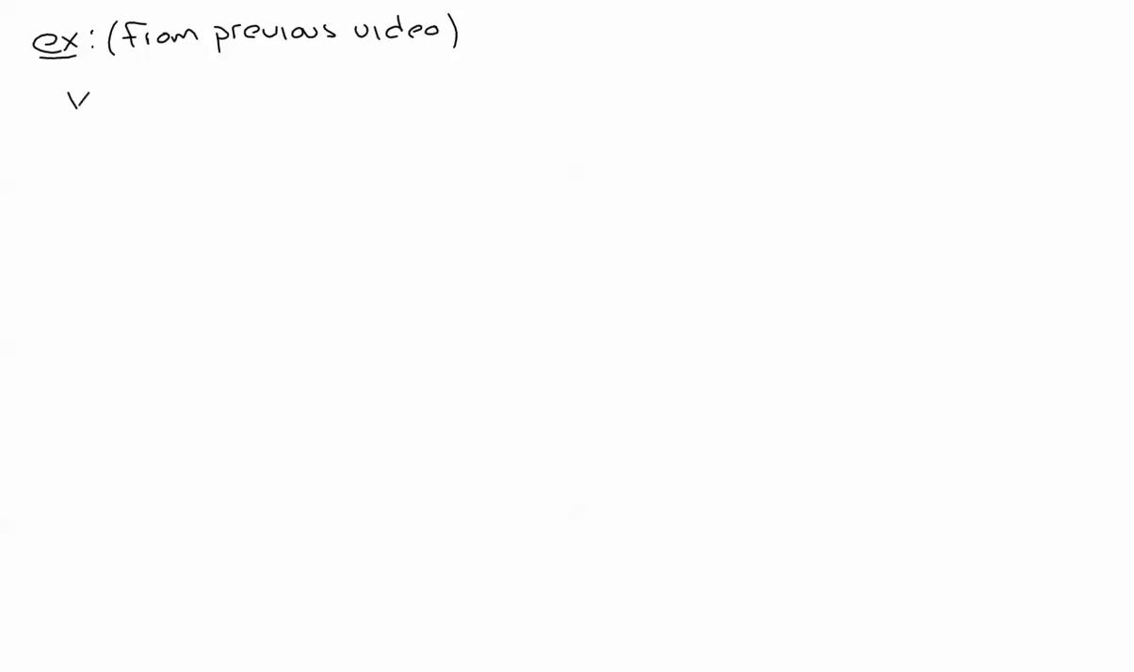I said that if I create a random variable y by taking a random variable x and subtracting the mean of x, I claimed that y is a zero mean random variable. Let's prove that. We'll look at it a couple different ways.